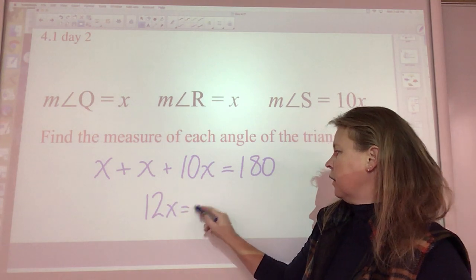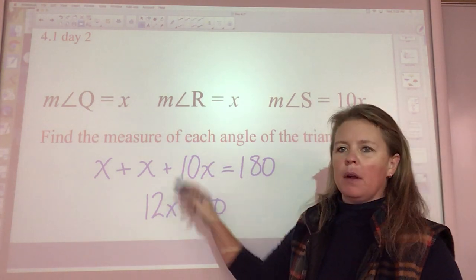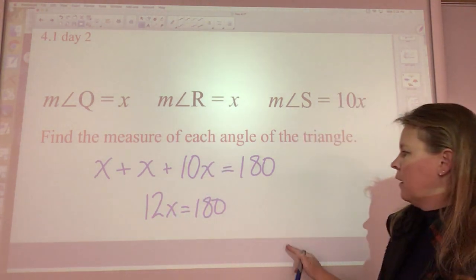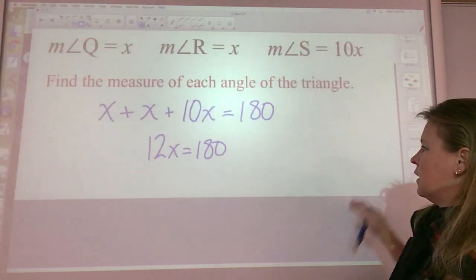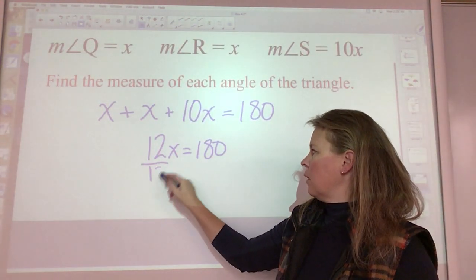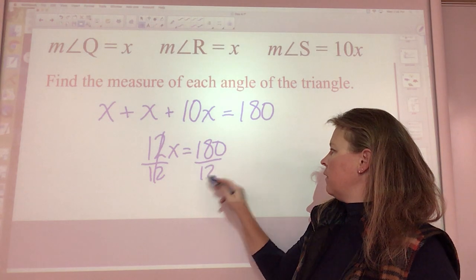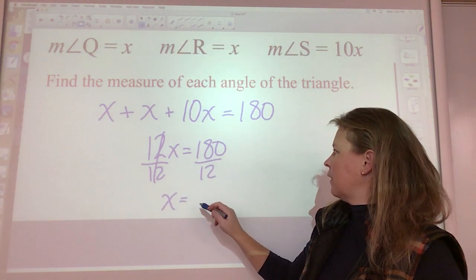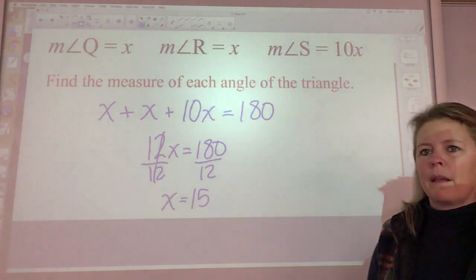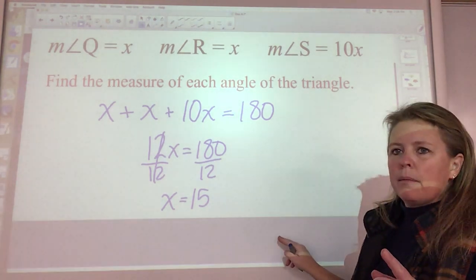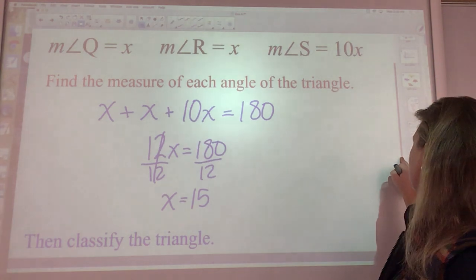I guess you could have started with this step right away and added all the x's together in your head. Your only step to finish this is divide by 12 on both sides. 180 divided by 12, you find out that x is 15. Don't finish the problem there. This is not algebra class, this is geometry.